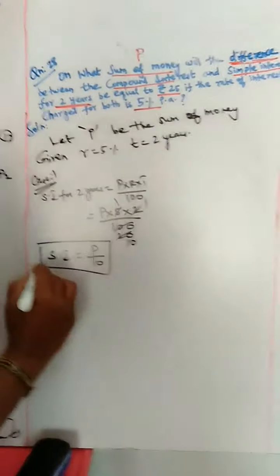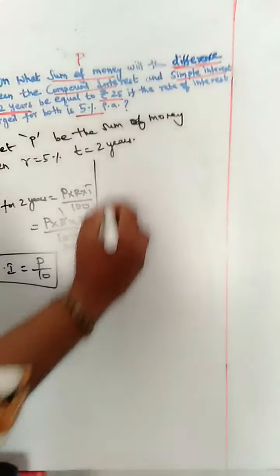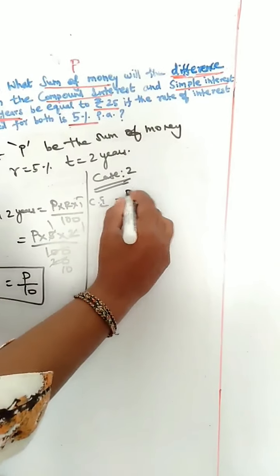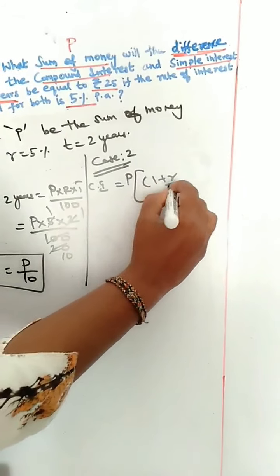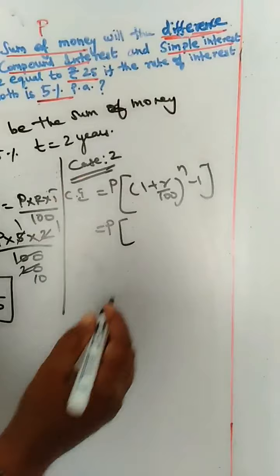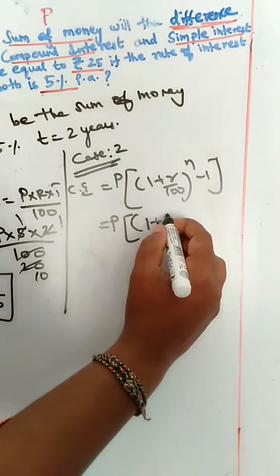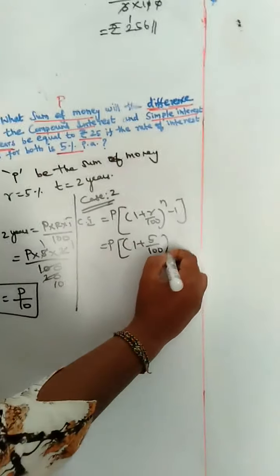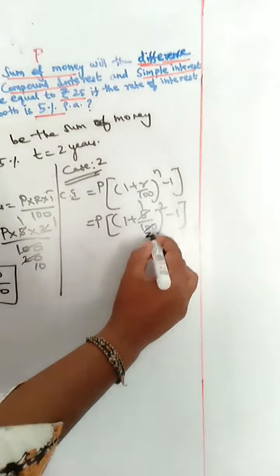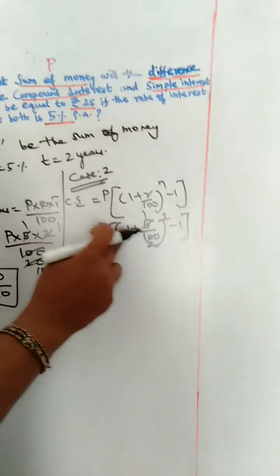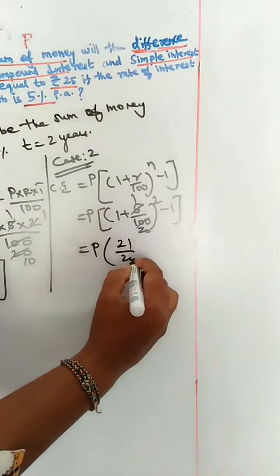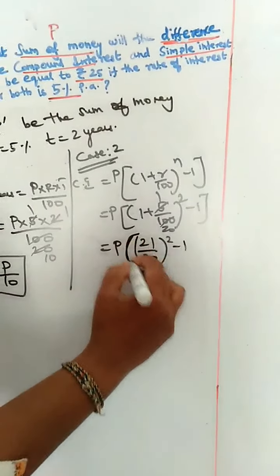Then next, case 2, that is CI. CI here is P of 1 plus R by 100, the whole power n, minus 1. So P we have assumed as it is, then 1 plus R here is 5 by 100, the whole power n here is 2, minus 1. By 5 times, if we cancel 1 time, this is 20 times. So 20 into 1 is 20, 20 plus 1 is 21. So we will get 21 by 20, the whole square, minus 1.